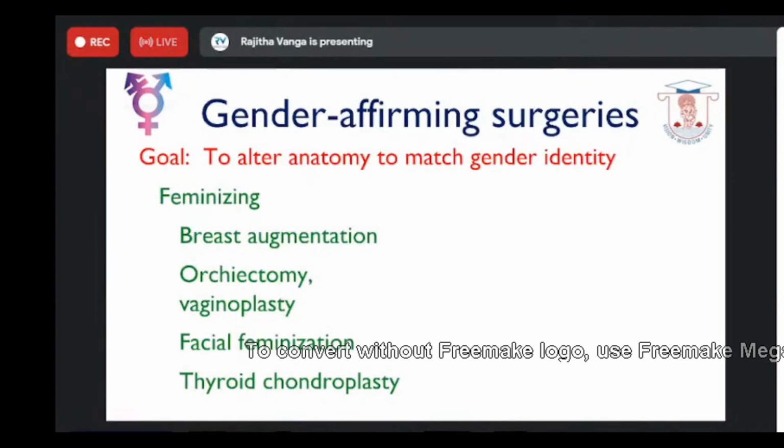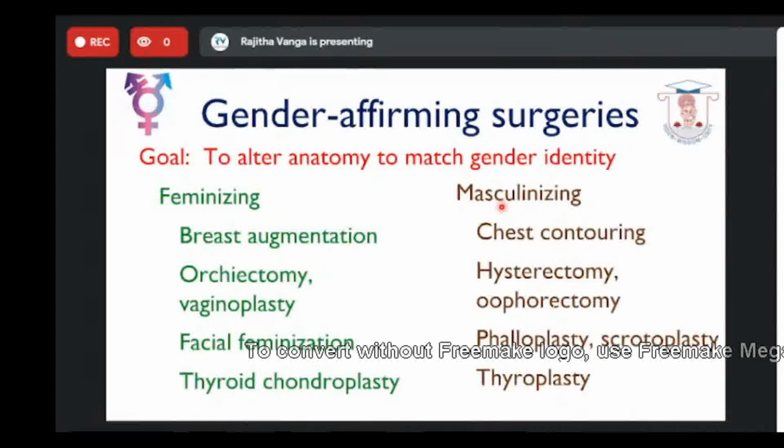In feminizing a person, these are the surgeries which are done. One is breast augmentation and orchiectomy. Orchiectomy means removal of erectile tissues like corpora cavernosa and corpora spongiosum. These tissues are removed, and then vaginoplasty, making a new vagina, and then facial feminization surgeries, and thyroid chondroplasty, the thyroid cartilage surgeries.